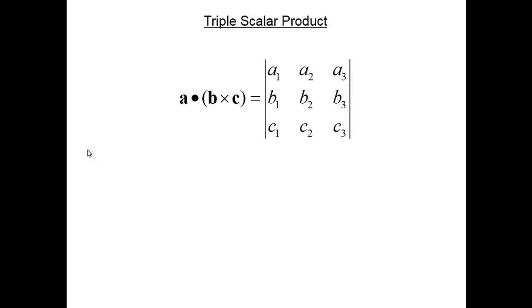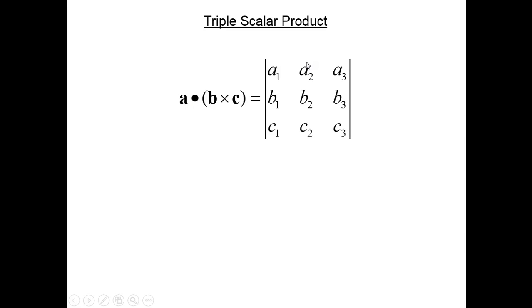Okay, next application of the cross product is something called the triple scalar product. The notation for it is A dot B cross C. So we need to find the cross product between two vectors B and C first, and then we're going to do the dot product of that cross product with vector A.